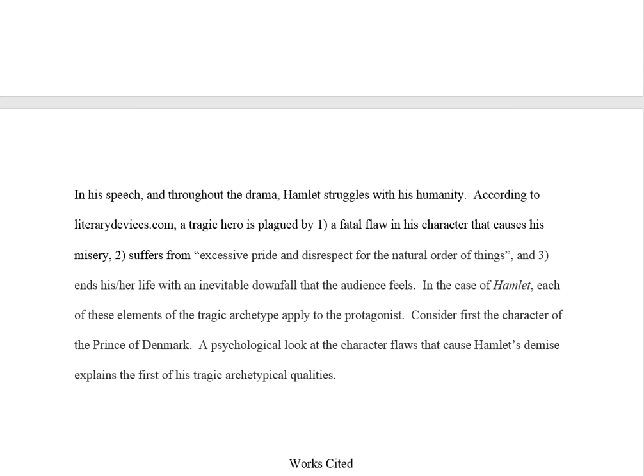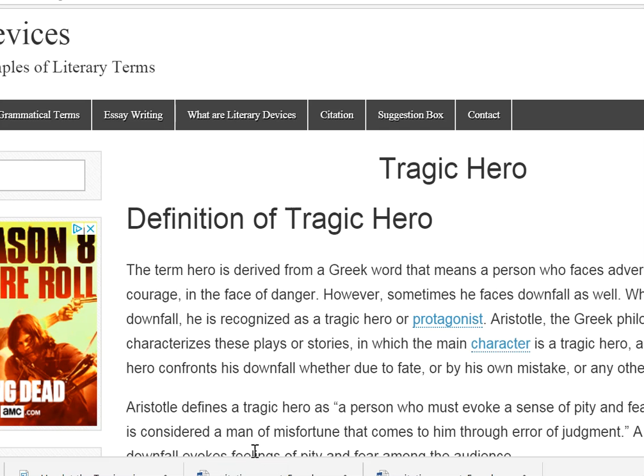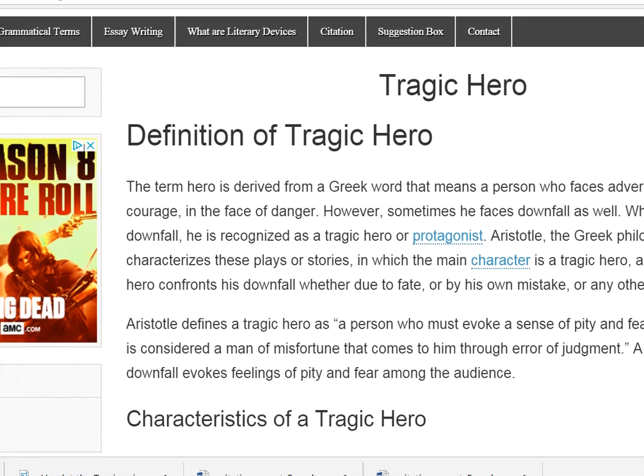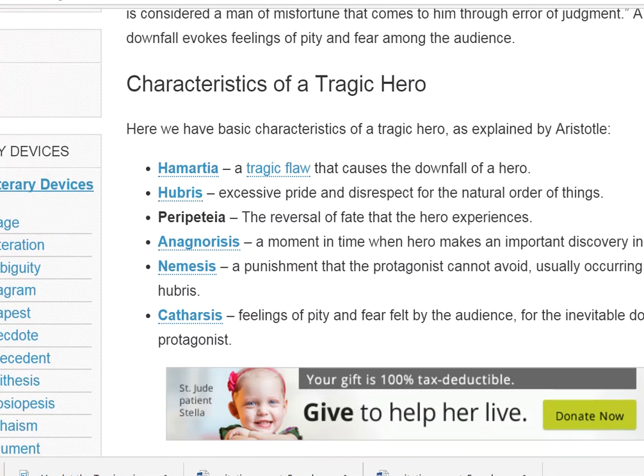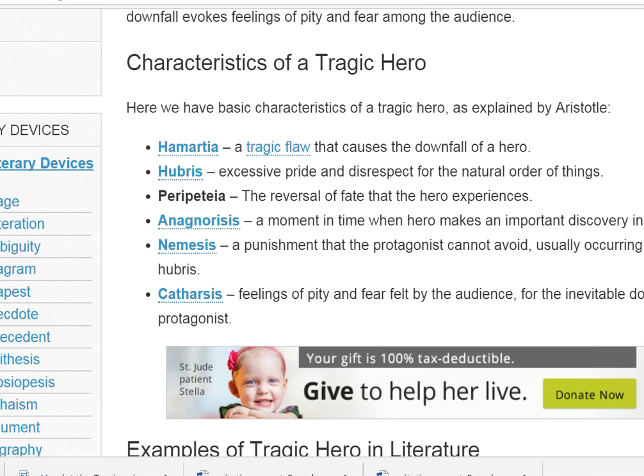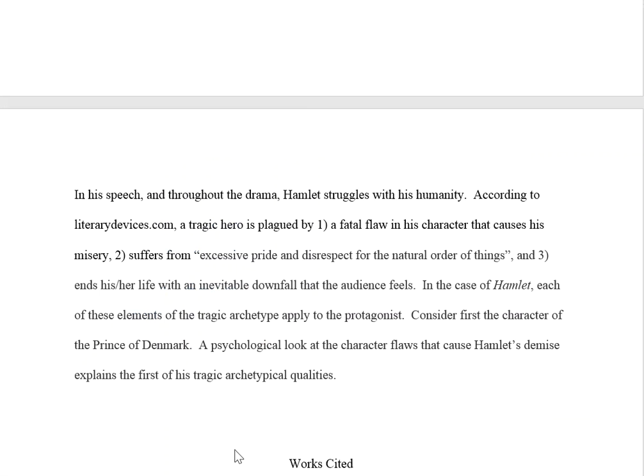And I researched tragic heroes, and here's the website that I found. I went to literarydevices.net and I studied the definition of a tragic hero, and I picked 3 of them to include in my essay. So in my essay, you can see the 3 characteristics of a tragic hero that I selected are 1, 2, and 3.